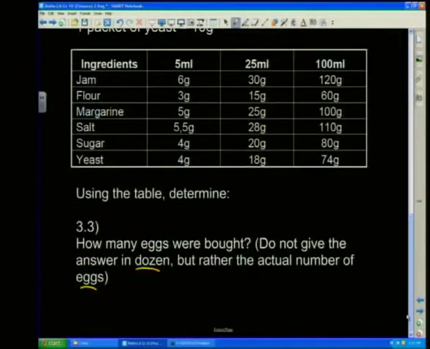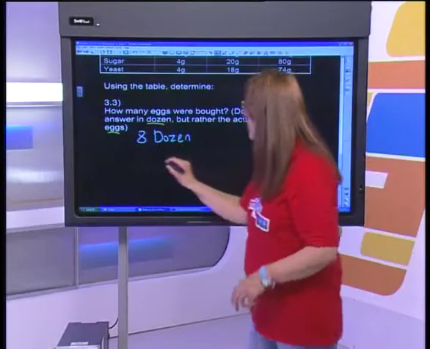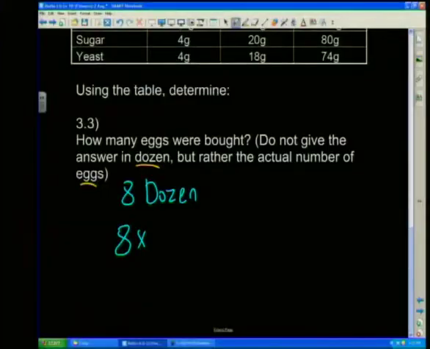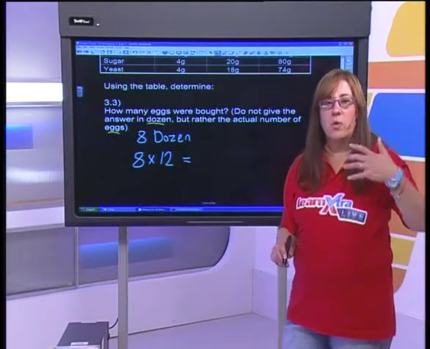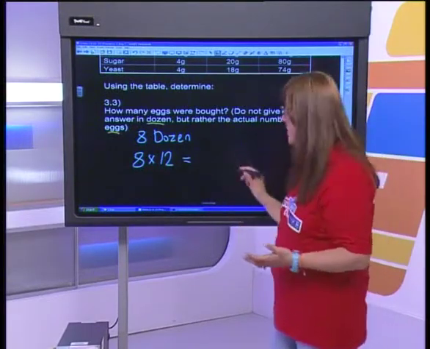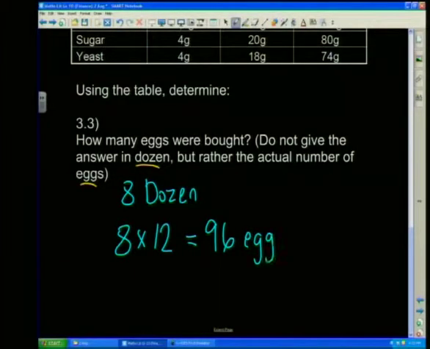I'm going to change the color of this pen. We're going to start off by saying it's 8 dozen. But they want our answer in actual eggs. So how many in a dozen? We're going to say 8, and there are 12 eggs in a dozen. I don't know if we need the calculator to do this, but you guys have got calculators, so by all means, check. 8 times 12 is 96. So we had 96 eggs. And also don't forget your units. So we actually have the number of eggs.